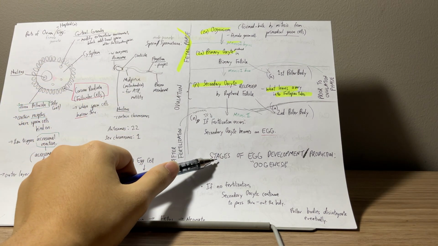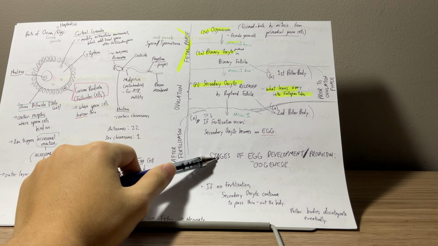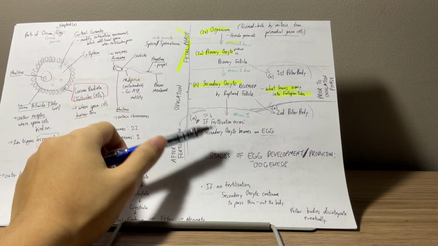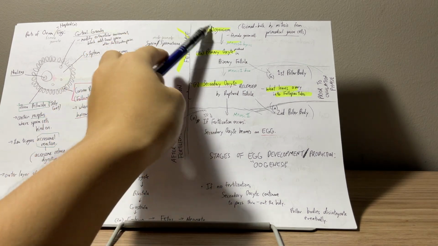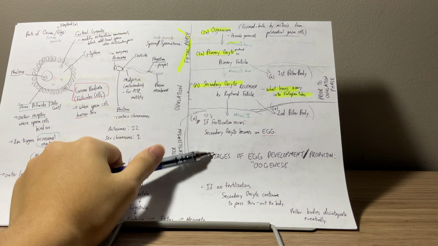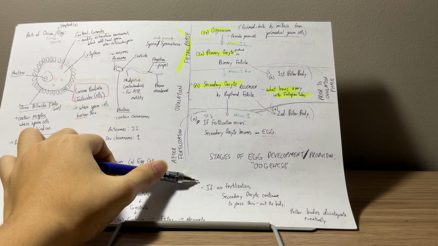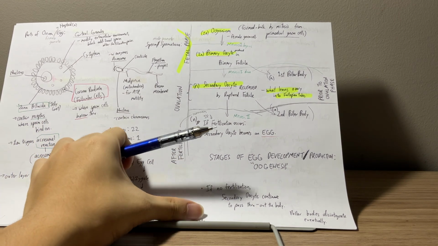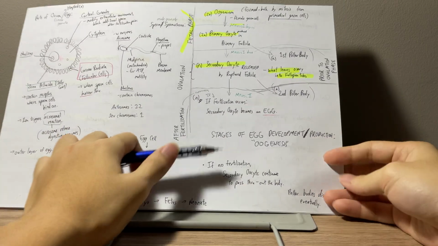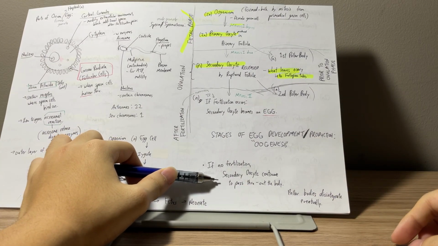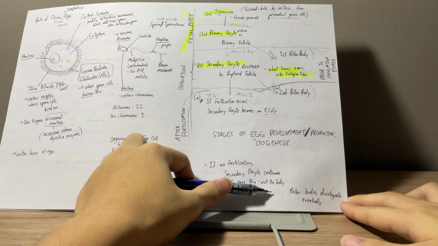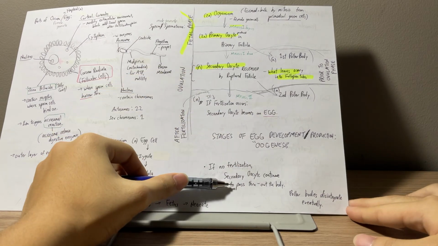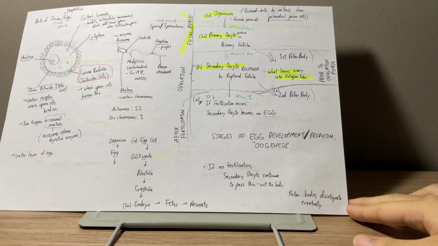Stages of egg development or production. I think this is the one. Yeah. This is oogenesis. Should have written this here, but I guess it was written here instead. If there is no fertilization, like I said, the secondary oocyte will continue to pass throughout the body. And eventually the polar bodies, I think what's being referred to is these two, they would disintegrate eventually.